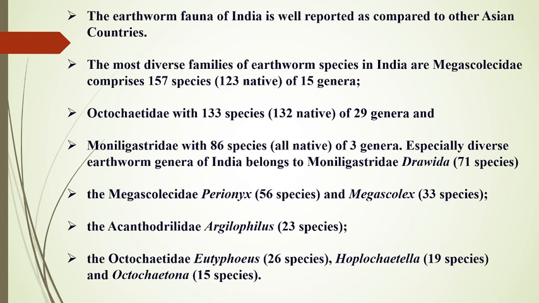Then, the Octochaetidae family has 133 species, in which 132 are native, of 29 genera. Then talking about the Moniligastridae family, with 86 species, all of which are native, it comprises 3 genera. Especially diverse earthworm genera of India belong to Moniligastridae: Dravida, having 71 species.